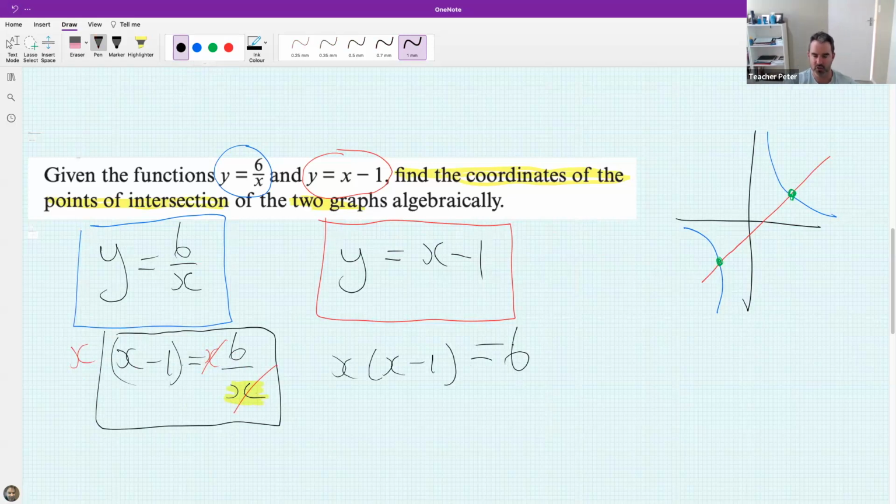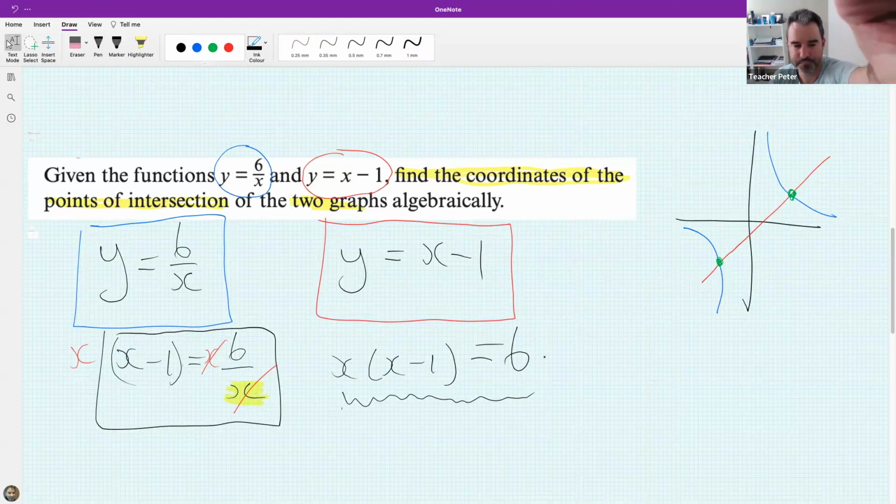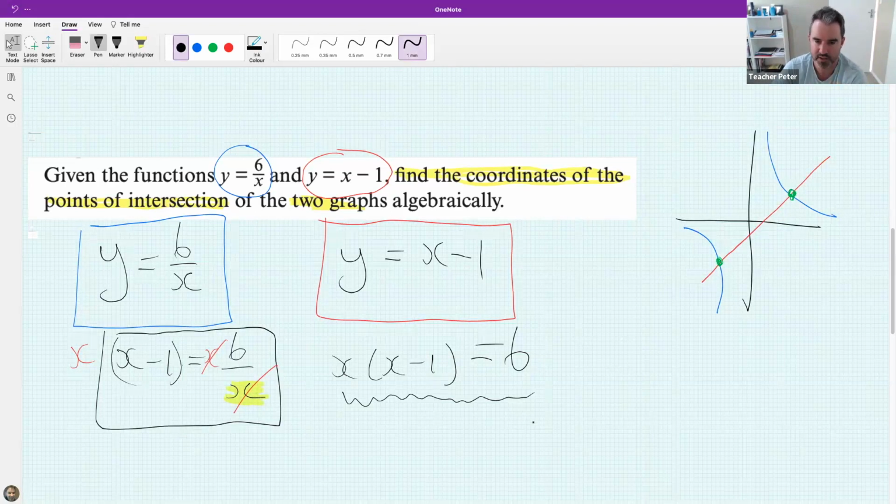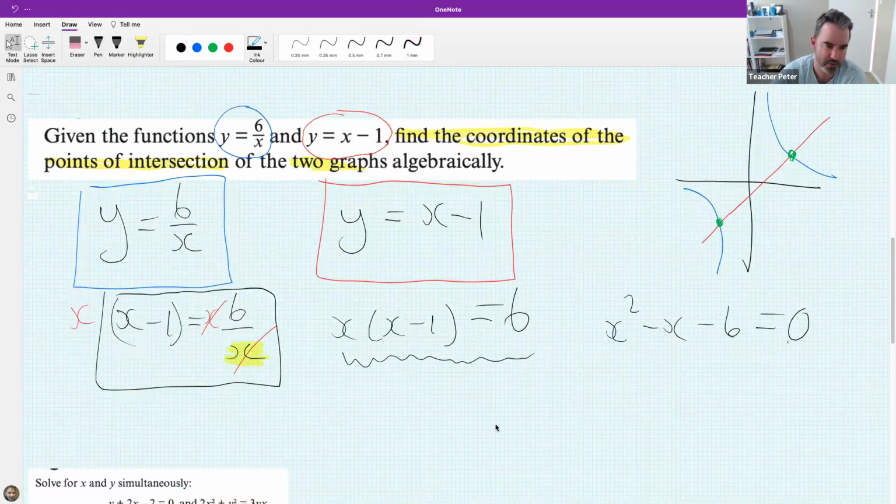I want you guys to solve this simultaneous equation for me and get me values of x that solve this. And then I want you to put the answers in the chat. Yep, so that's a good first step. You multiply out and you move the 6 across, and then it's in standard form. And now you have a choice between factorizing or using the formula.